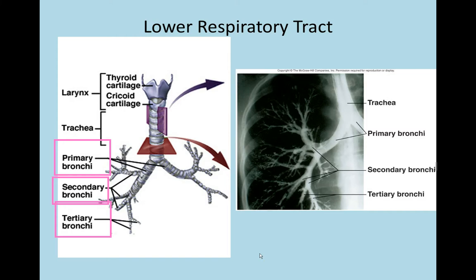All right, I'm going to talk about the lower respiratory tract. So we're talking essentially deep down into the lungs at this point. The trachea leads to two major branches called bronchi, and those two branches are referred to as primary bronchi. And then the primary bronchi will each branch to produce secondary bronchi, which will each branch to produce tertiary bronchi. And finally, at the ends of those tertiary bronchi, you would find the small tubes called bronchioles.